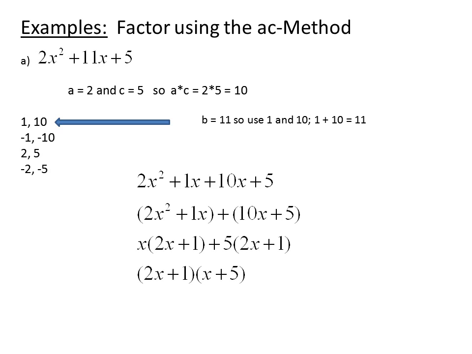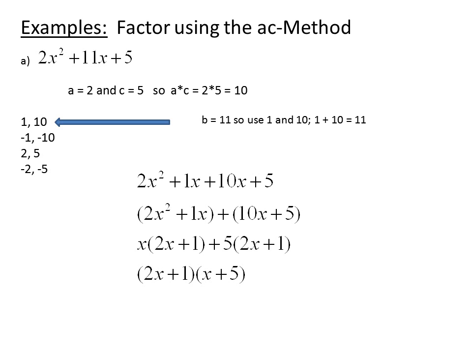We are going to use the 1 and the 10 as the coefficients to break apart our bx term. So instead of 2x squared plus 11x plus 5, we will have 2x squared plus 1x plus 10x plus 5. Finally, we just need to factor by grouping.